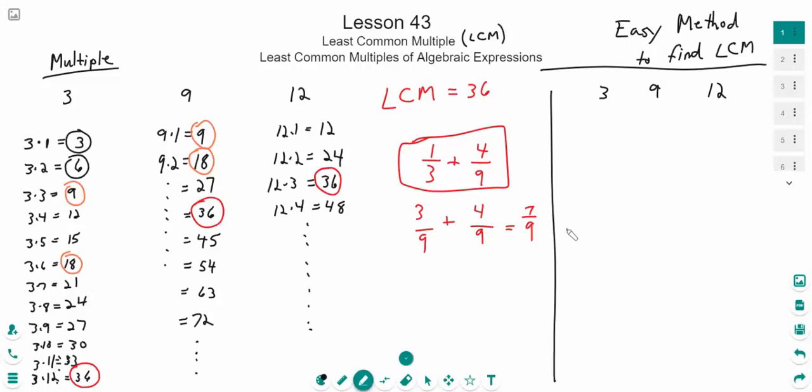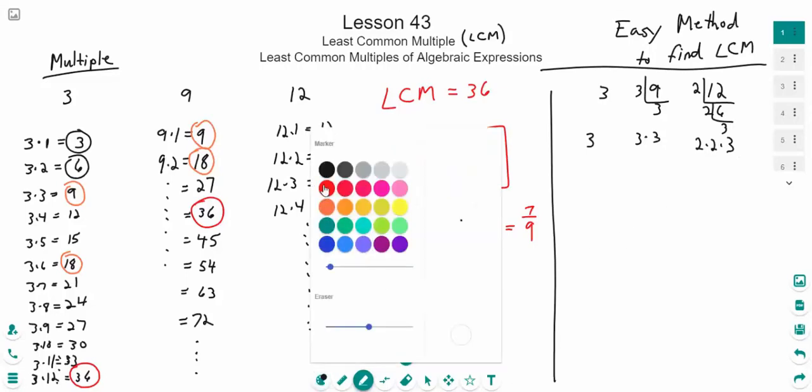The first step is to take each of these numbers that we're interested in and factor them. So if we take the 3, well, the factors for a 3 are just 3. And the factors for a 9, well, we could do this in our head, but let's just make it obvious here. It's 3 times 3. The factors for a 12, again, we'll just make it obvious, is 2 times 6, and 6 is 2 times 3. So we have 2 times 2 times 3. Okay. So we've factored all of our numbers.